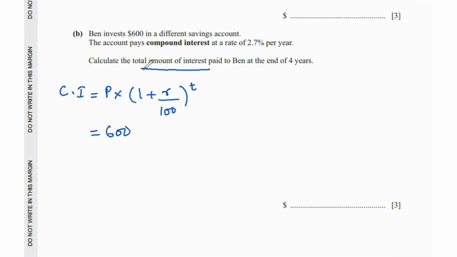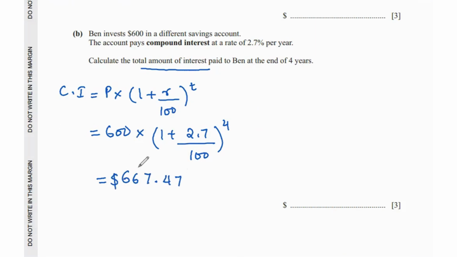So that's 600, which is what he invested, times 1 plus rate of interest is 2.7 over 100, and time period is 4. So that's going to give us $667.47. This is the final value of the amount at the end of 4 years. So for the interest, what you do is you subtract this and the amount that you invested initially. So that's going to be $67.47. That is the interest earned or paid at the end of 4 years.